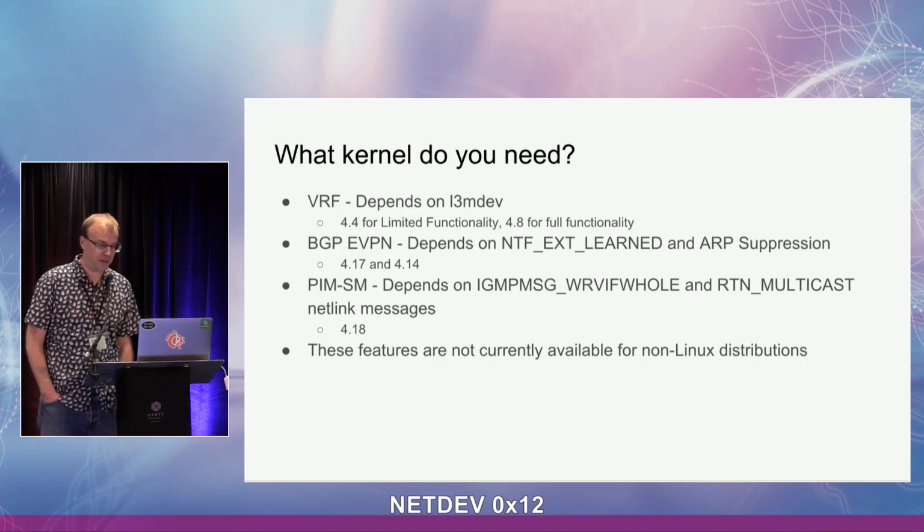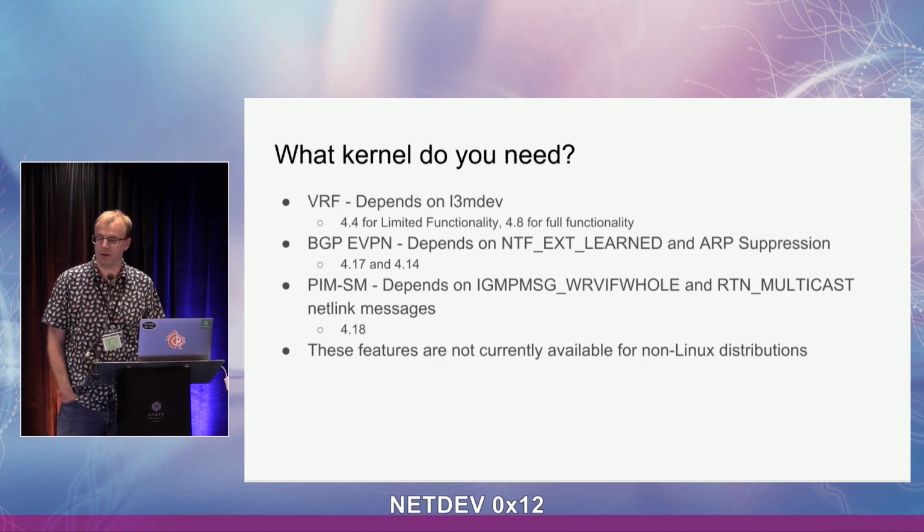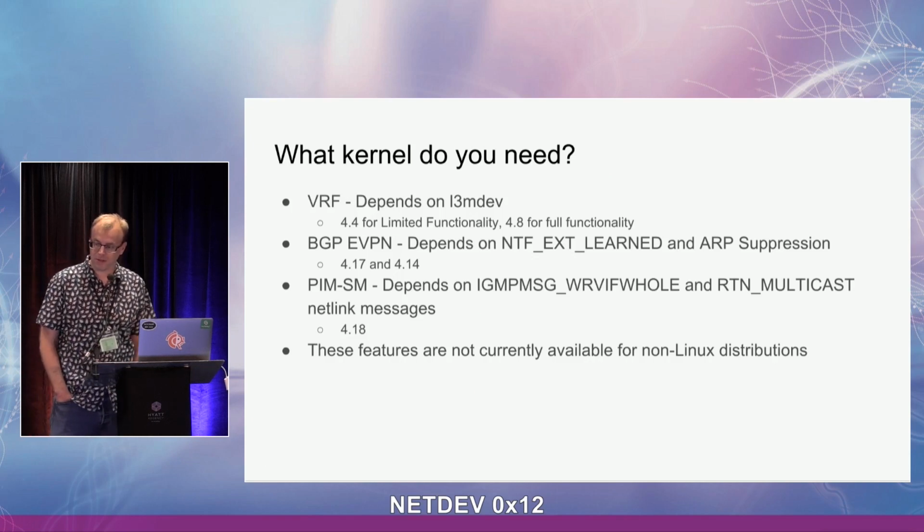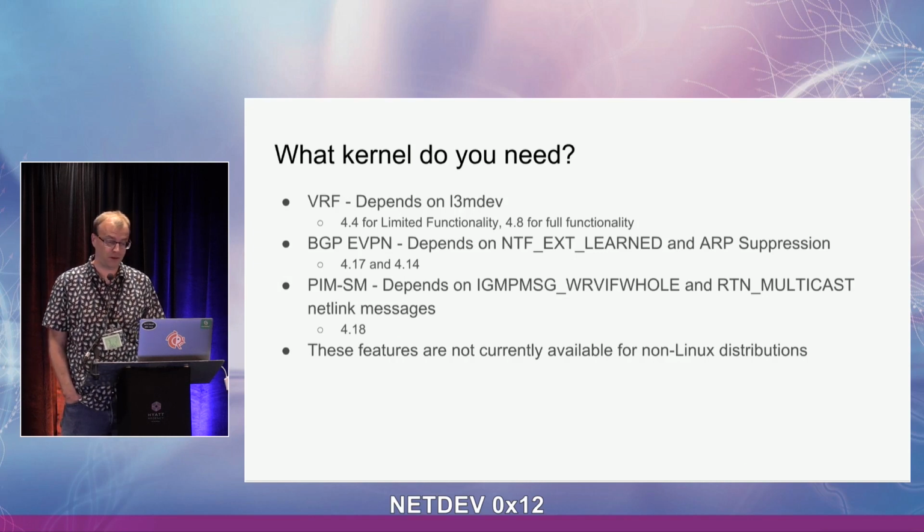BGP EVPN support depends on the new NTF_EXT_LEARNED netlink message, and also the ARP suppression feature, available in 4.17 for NTF_EXT_LEARNED and 4.14 for ARP suppression.